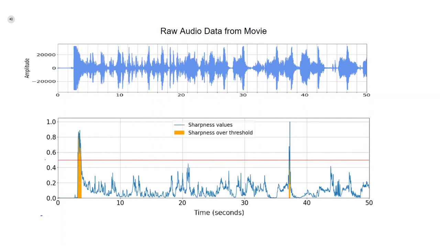From the audio signal, we extract four psychoacoustic measures of sharpness, booming, low-frequency energy, and loudness. Here's an example sound extracted from a movie clip.